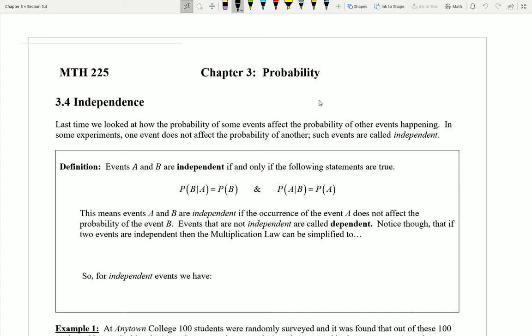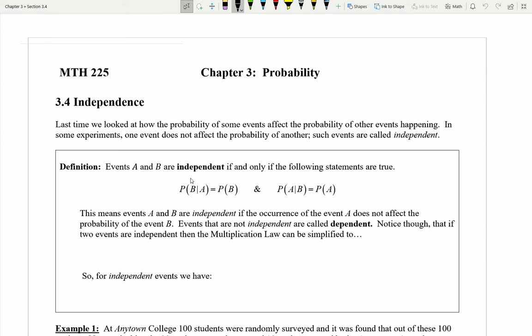Well, in this section, 3.4, we're going to take a look at when that sort of scenario does not occur. That is, when one thing happens, it does not affect the probability of another. So these sorts of events are what we would refer to as independent events. So here's kind of the idea. Events A and B will be called independent if, and only if, the statements that are listed here are true.